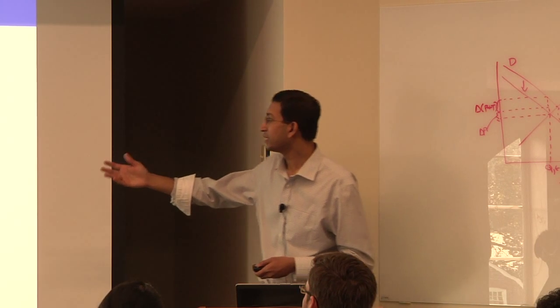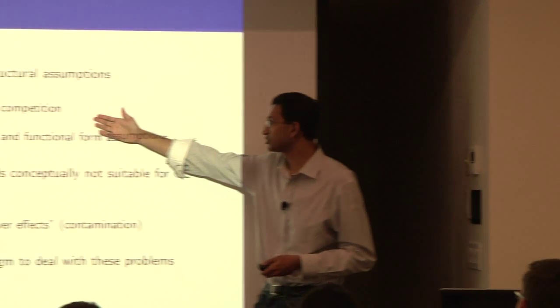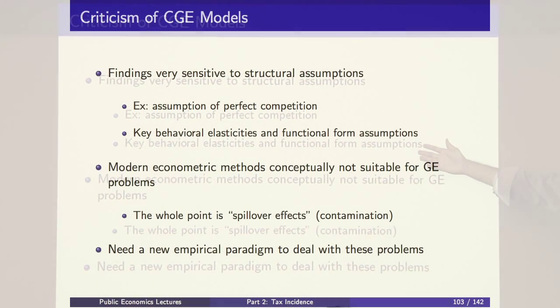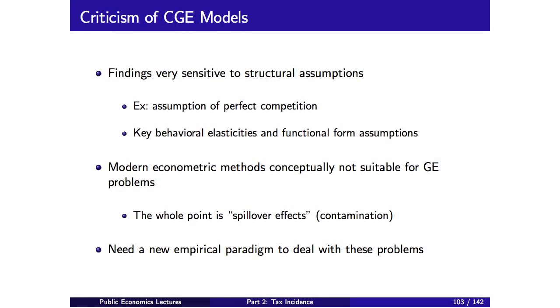And so, this is just making that point. So let's take some examples. We assume perfect competition. We make a number of functional form assumptions. We're making a lot of assumptions about these substitution elasticities.